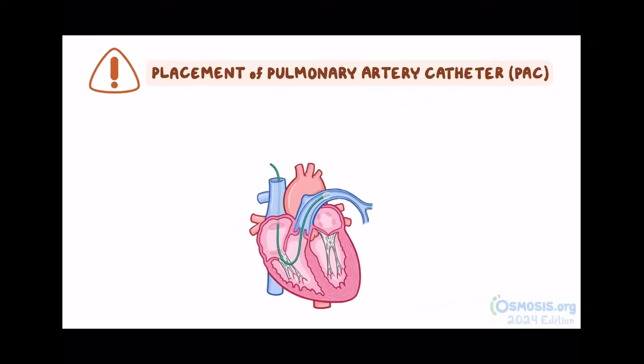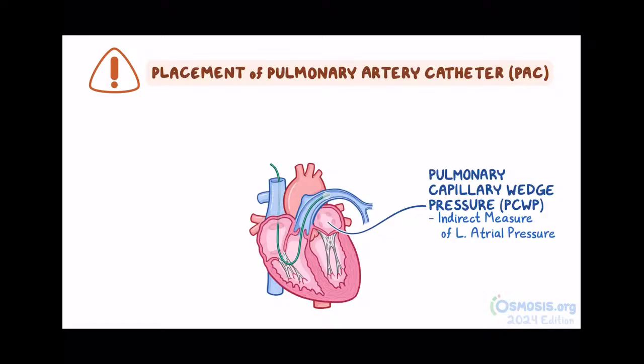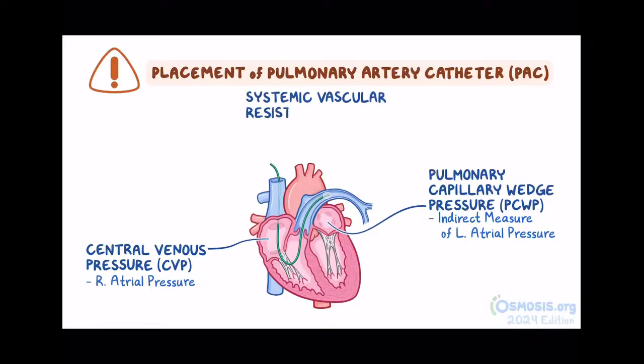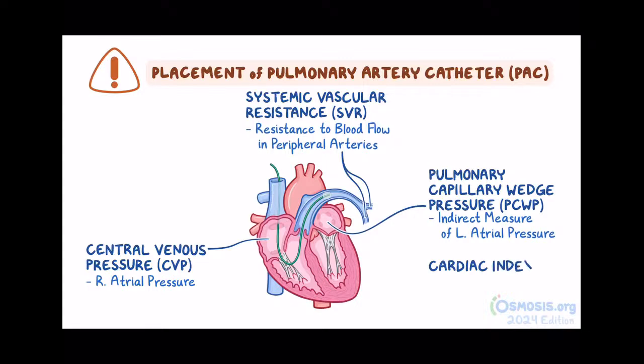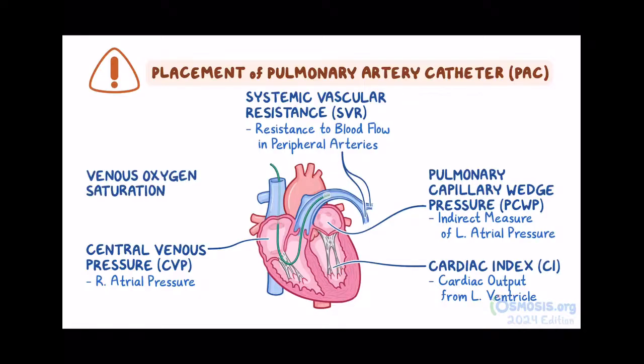PAC parameters commonly utilized include pulmonary capillary wedge pressure, or PCWP, which gives an indirect measure of left atrial pressure. Central venous pressure, or CVP, is a reflection of right atrial pressure. Systemic vascular resistance, or SVR, is the afterload, or the resistance to blood flow in the peripheral arteries. Cardiac index, or CI, indicates the cardiac output from the left ventricle. And finally, venous oxygen saturation, or SvO2, measures the oxygen saturation in venous blood.